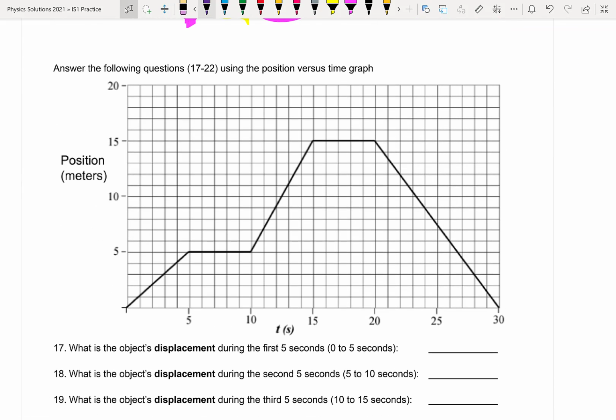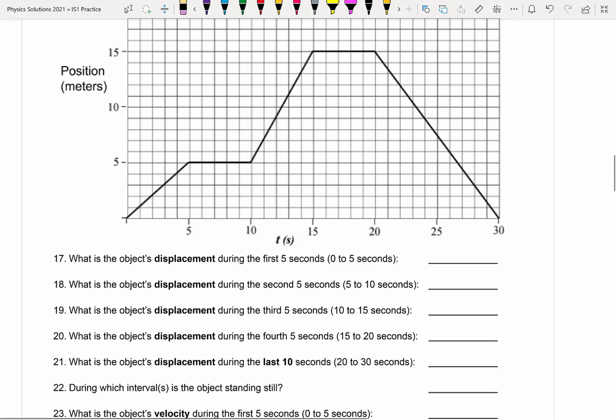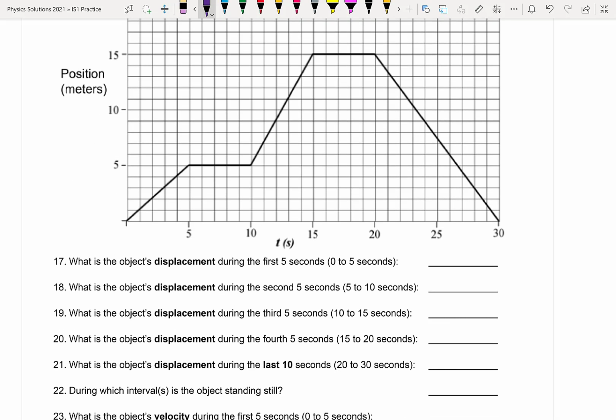Alright, couple other things here. So I got these questions for a position versus time graph. It's got all this crazy motion. What's the object's displacement in the first 5 seconds? Well, the displacement is a change in position. So in the first 5 seconds, my initial position is 0. My final position is 5. So it's going to be 5 minus 0. So 5 meters is the change in position.